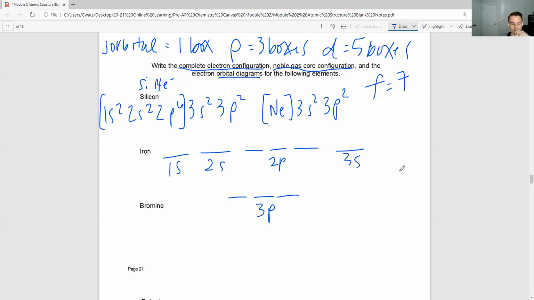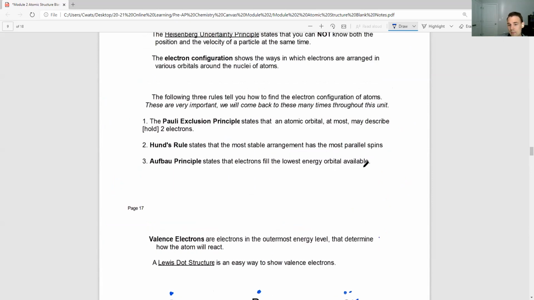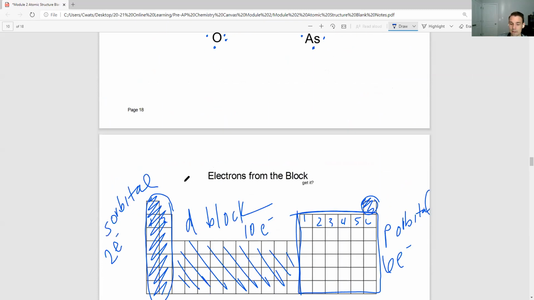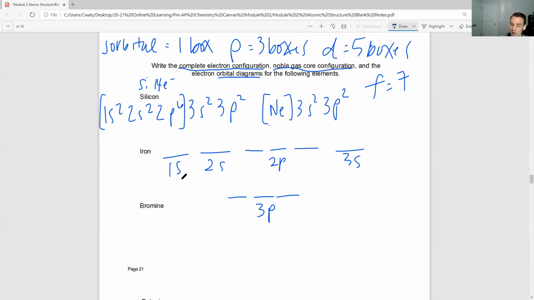3p, okay? Going back to those rules, it said that the Aufbau principle states that we have to fill the lowest energy orbital available. So we go in order of how we wrote it. And then Hund's rule says that we have most parallel spins. So when we do the orbital diagram, we represent electrons as arrows. And so to have parallel spins, 1 arrow goes up, 1 arrow goes down in each box.